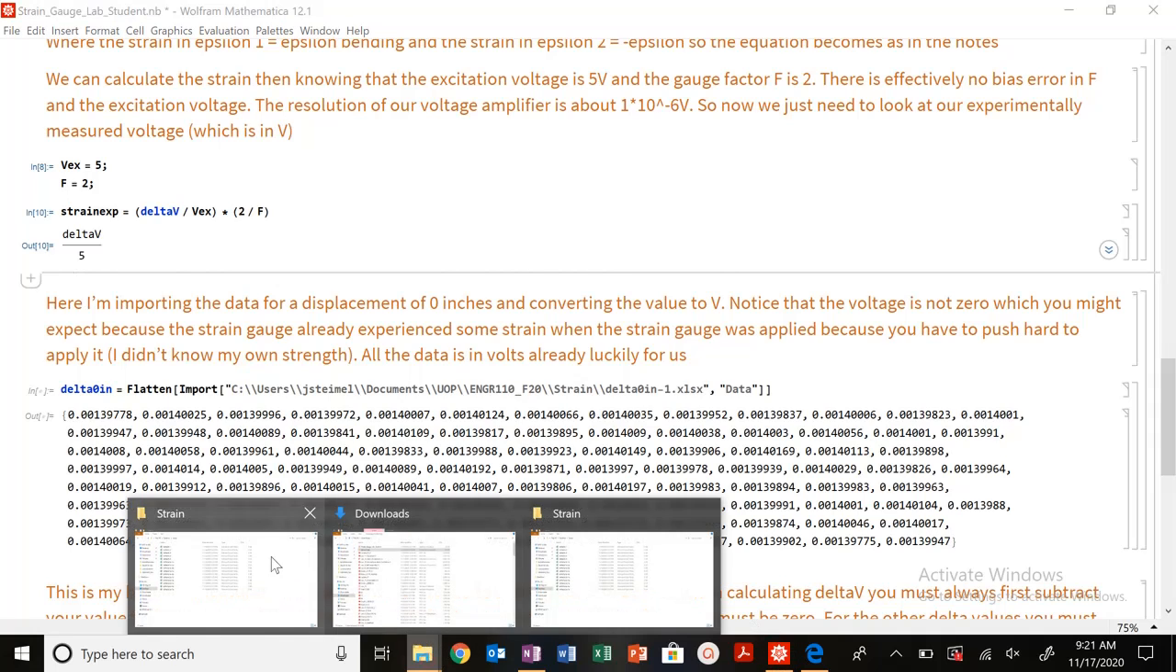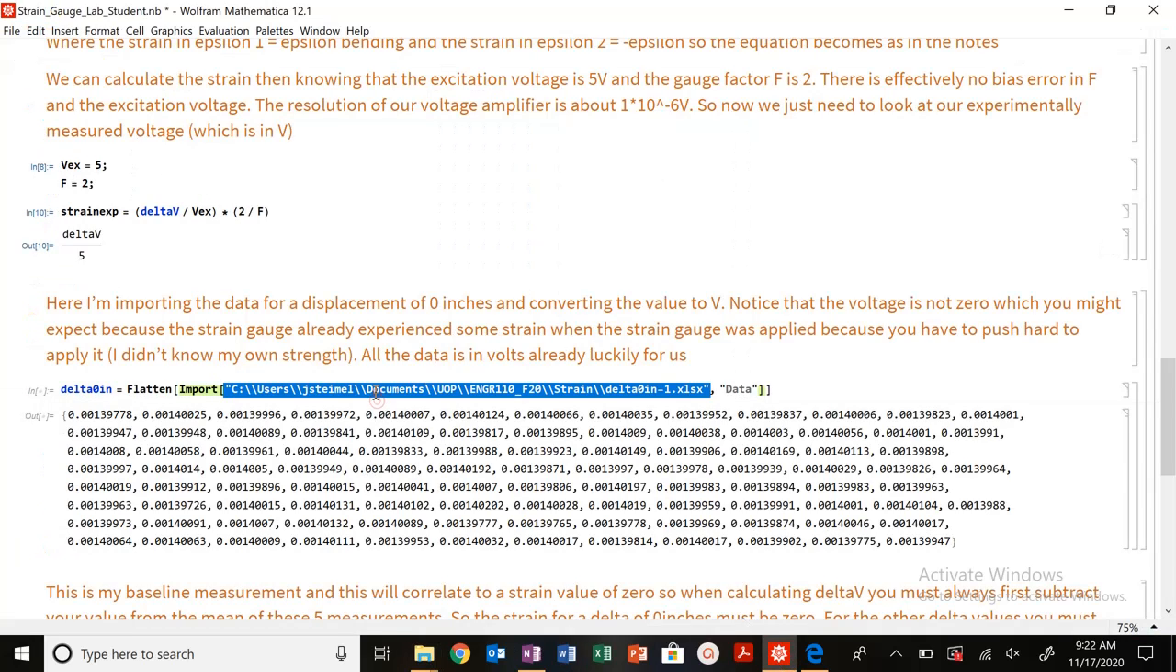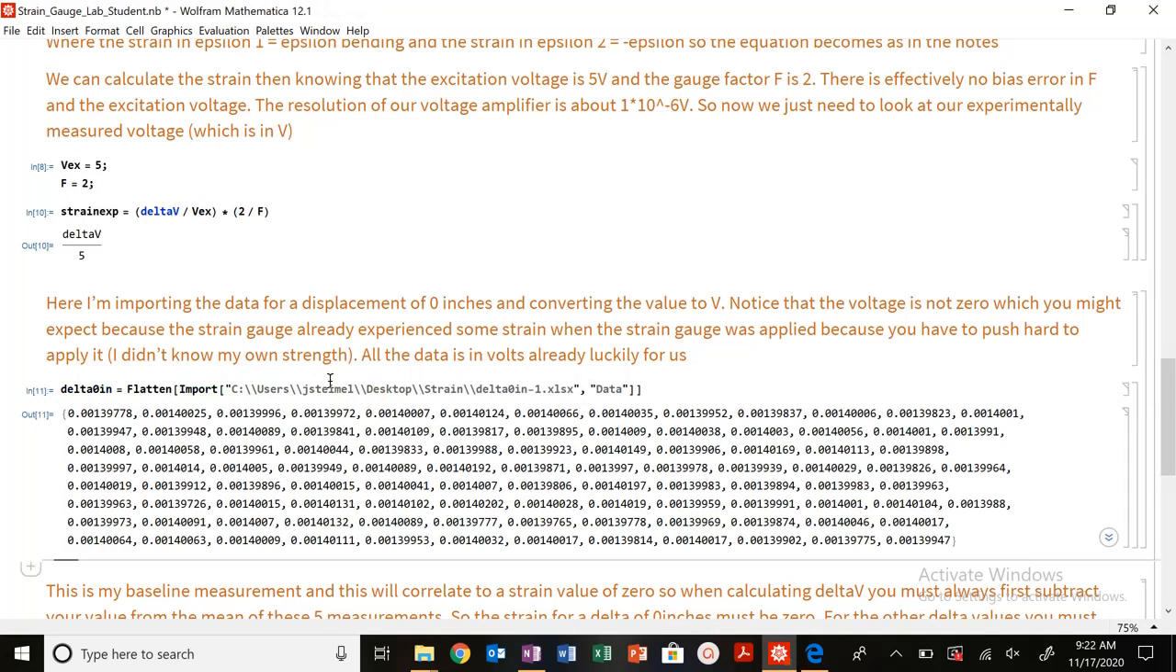So let's go ahead and look at the first data set. So this is my delta displacements. So 0 inches, 0.1 inches, 0.2 inches, and then 5 repeats. So let's look at the first one. If I apply a 0 displacement, why am I reading a voltage? We know from our Wheatstone bridges we should be at balance. Well, the problem is when I push really hard on my strain gauge, I'm pretty sure I've already pre-strained that material. So it's very, very hard to get this value to be completely null. So we're going to have to do our own type of baseline.